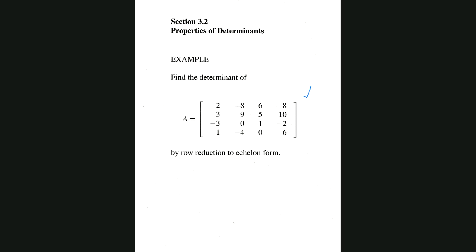So okay, what we're going to do is get the matrix in echelon form and basically compute the determinant as we go. And while we do the row operations, we're going to be utilizing theorem 3 from section 3.2.